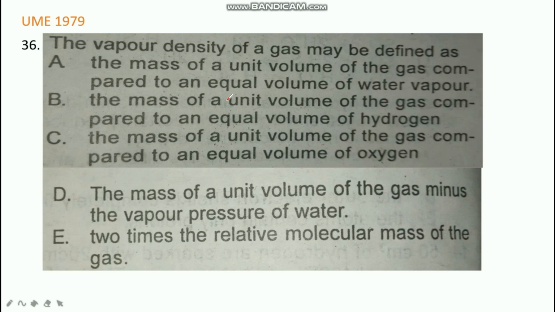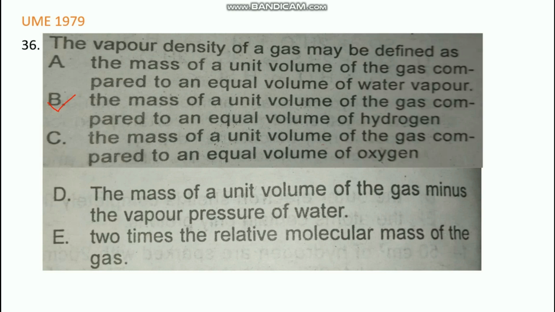Nope. The mass of a unit volume of the gas compared to an equal volume of hydrogen. Yes, because vapor density of a gas is usually compared to an equal volume of hydrogen: mass of this over mass of equal volume of this. So hydrogen is out of here. So the correct answer is option B.